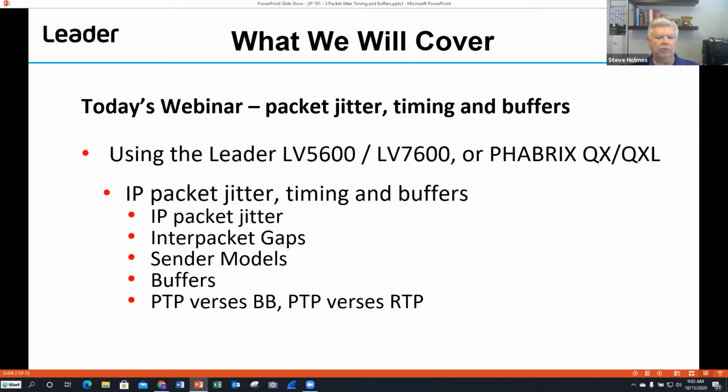And then always people are asking about, well, what about timing a 2110 system? Where is it relative to black burst or tri-level? And looking at PTP versus RTP. So we're going to delve into all of these different things.